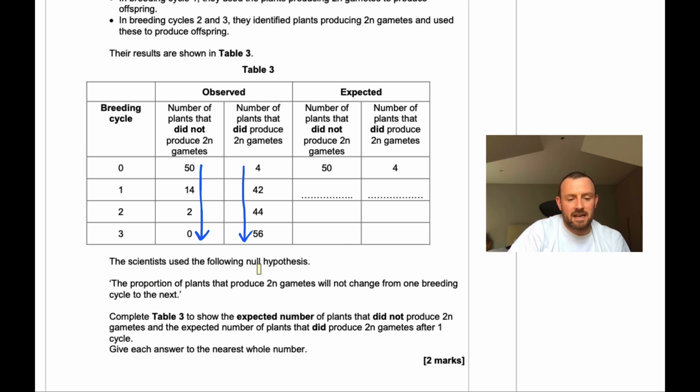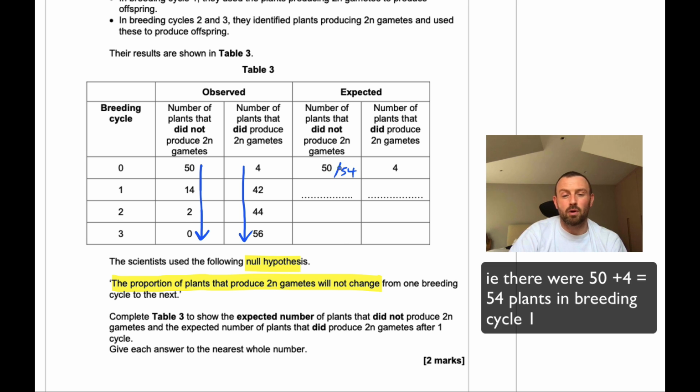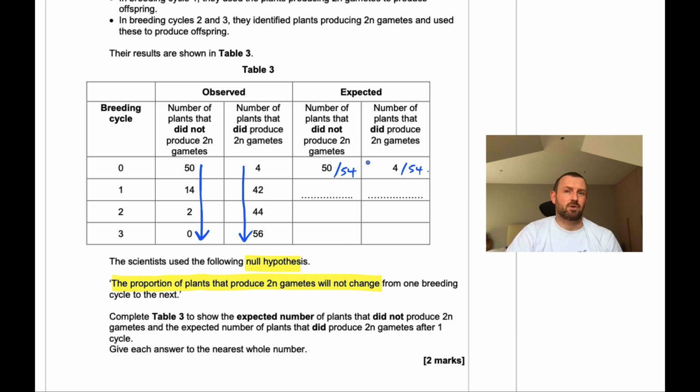Now, the key thing here is the wording of the null hypothesis. The proportion of plants that produce 2N gametes will not change. The proportion, not the number, but the proportion. So what we've got here is a 50 to 4 ratio. So this is 50 out of 54, and this is 4 out of 54, as a percentage or as a fraction. So what I need to do is follow that proportion down, but with the different numbers. And then same thing for here. So this is 14 and 42, so 14 and 42 is 56.